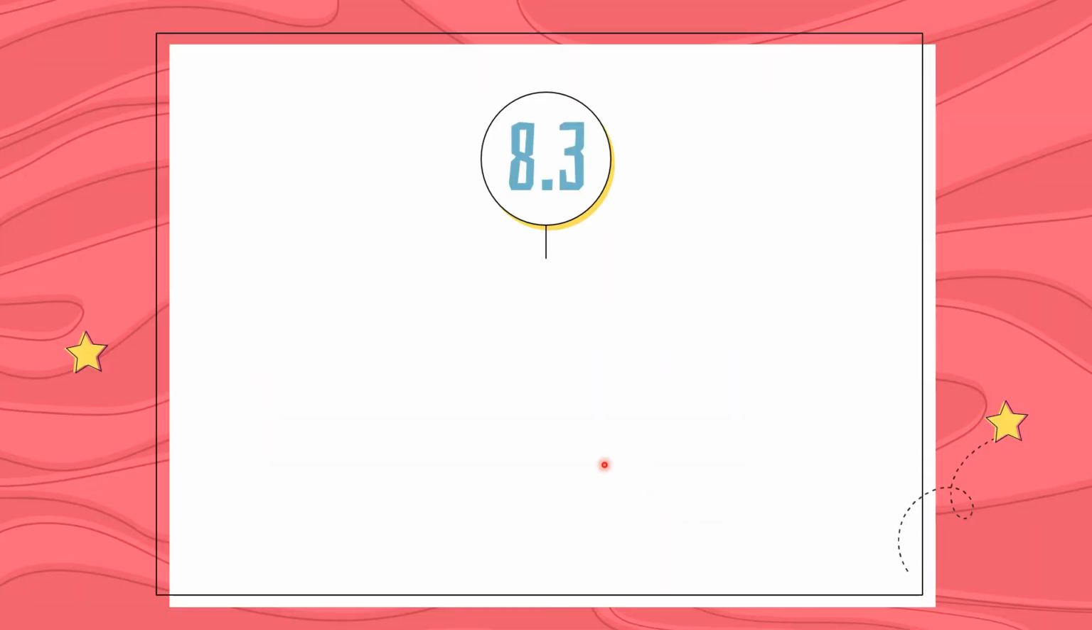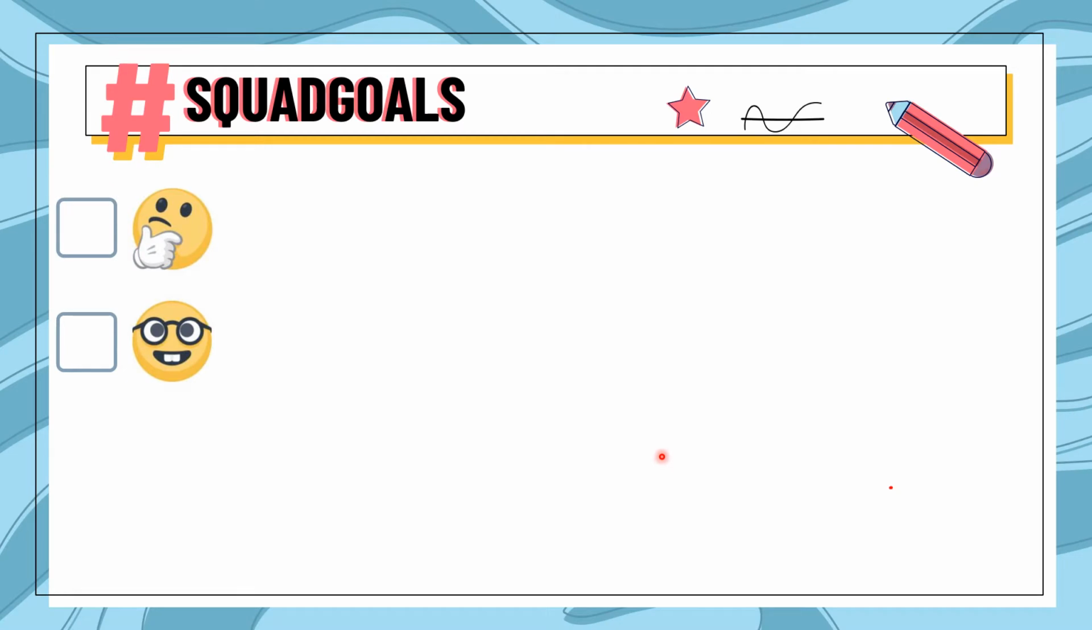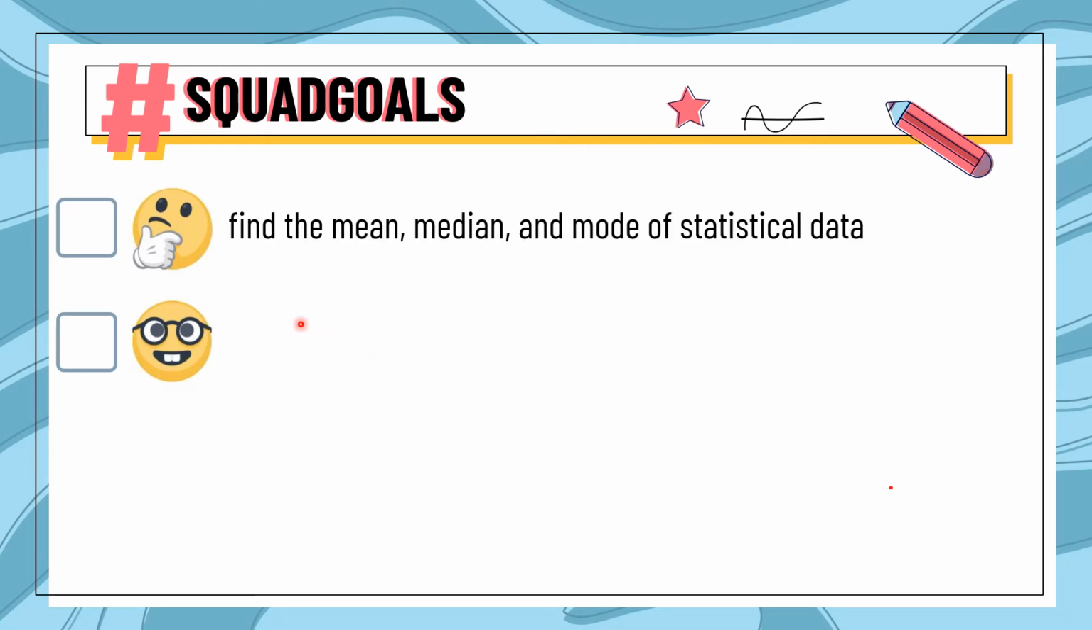For today's topic, we'll be having the third topic under statistics, measures of central tendency. And here are the squad goals we need to accomplish for today. First one, find the mean, median, and mode of statistical data, specifically ungrouped data. Next, compare mean, median, and mode.